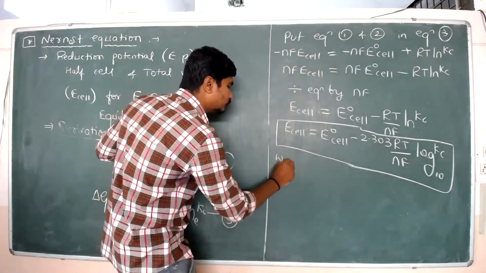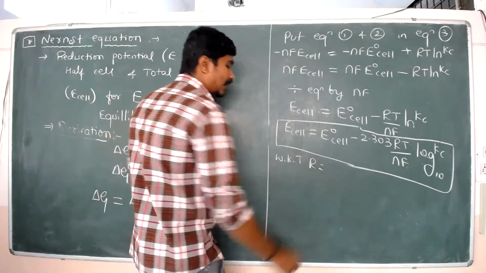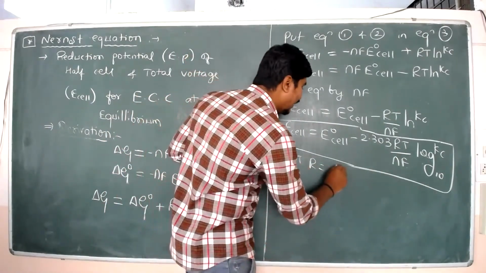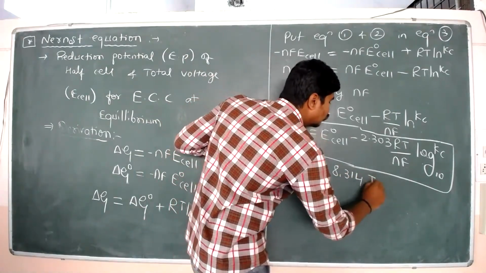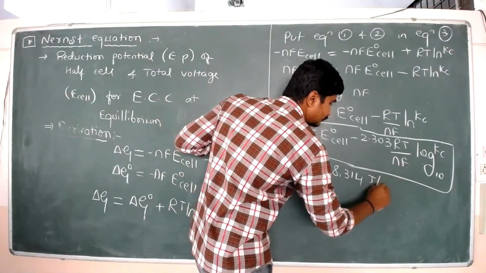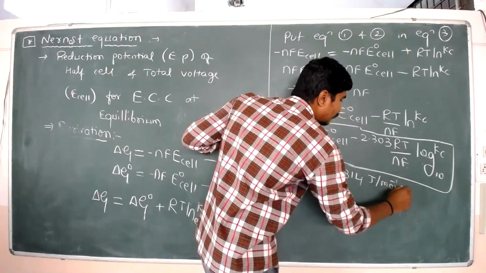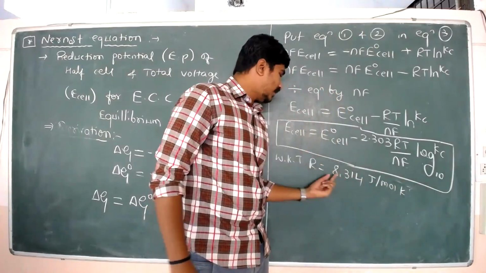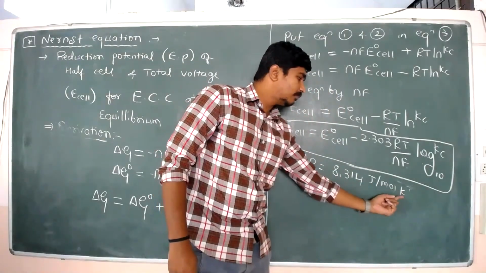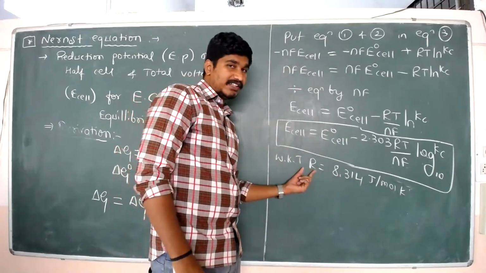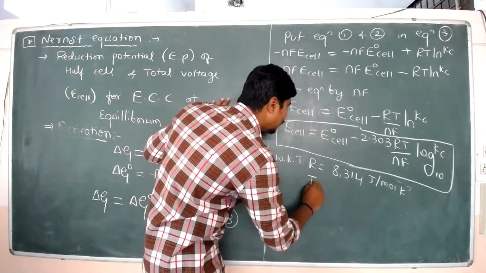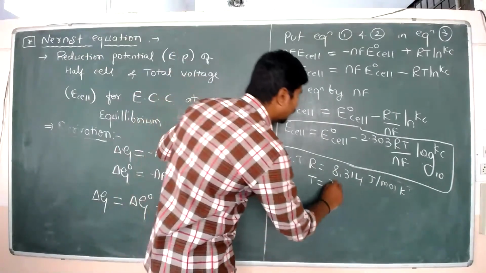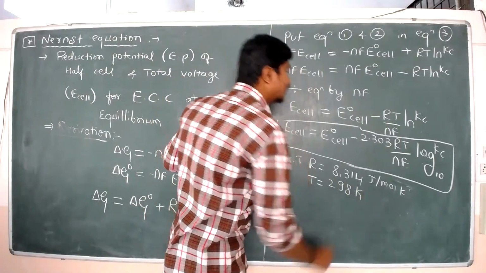Now, we know the value of R. R means what? Universal gas constant. It has a fixed value. How much is it? 8.314 joule per mole per Kelvin. This is the value of the universal gas constant, R. Temperature I am taking in Kelvin. Here I am taking the standard one, that is 298 Kelvin, room temperature.